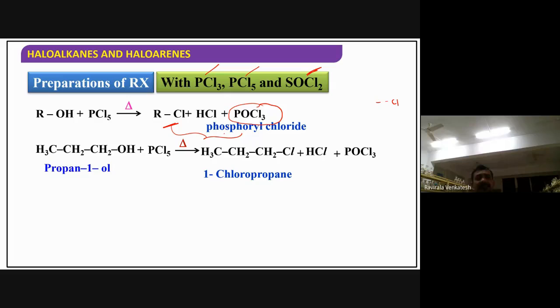Separation needs some operations: simple distillation, fractional distillation. It is very difficult. Removing this POCl3 is very difficult for us. In the previous case with PCl3, the byproduct is H3PO3, orthophosphorous acid, which is also very difficult to remove. You need to remember this. Among these three, the best method is SOCl2.